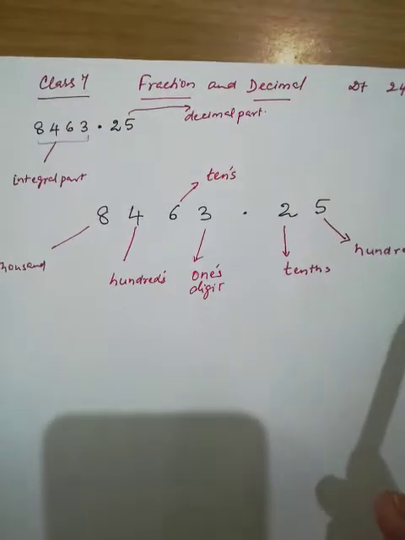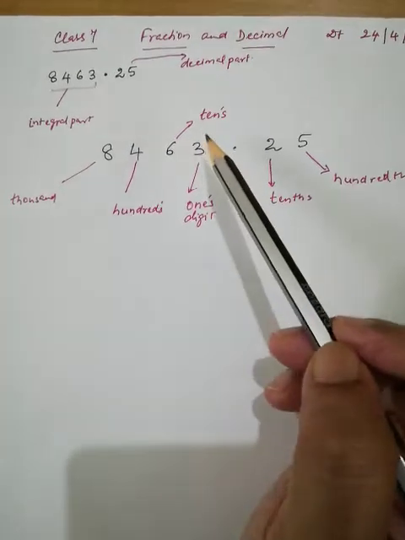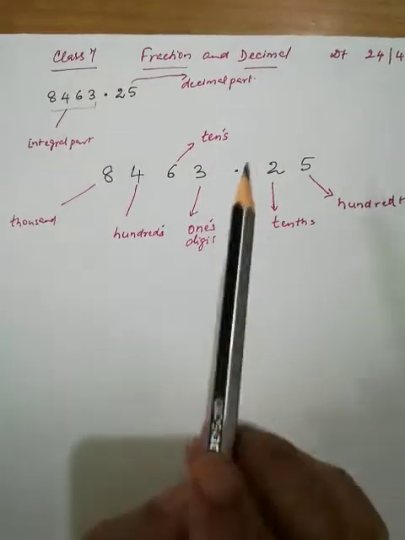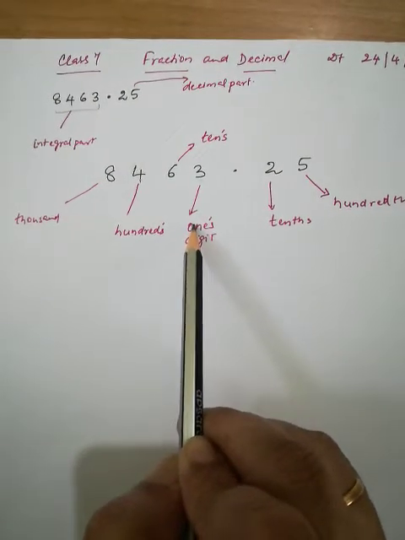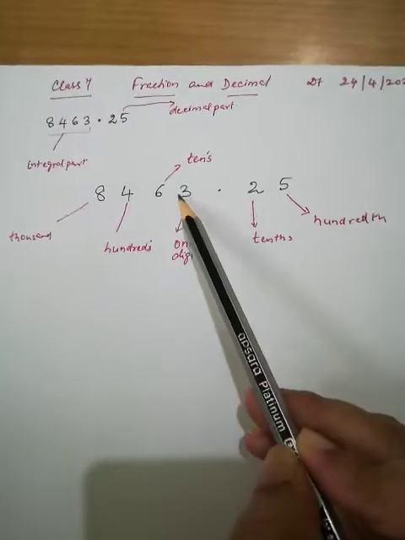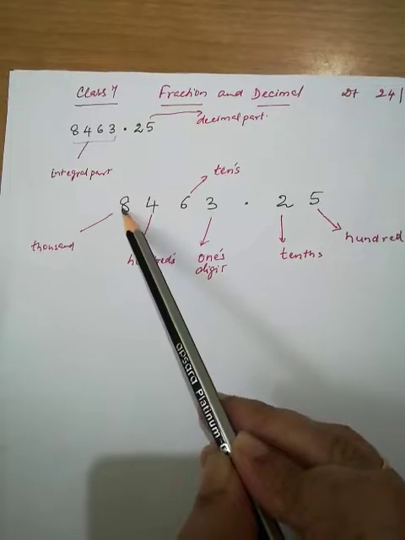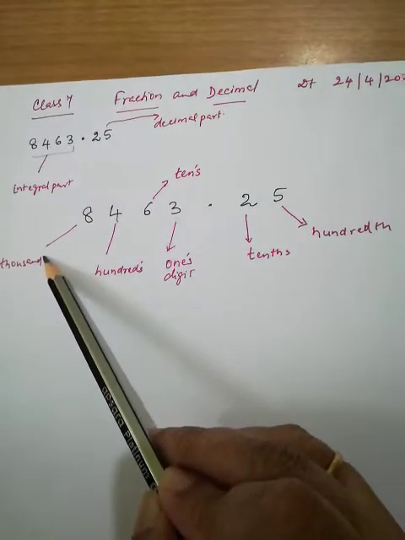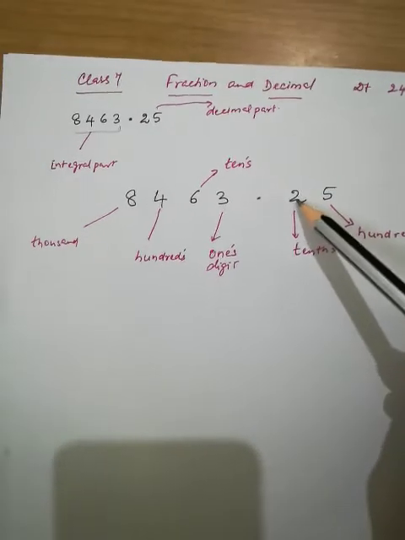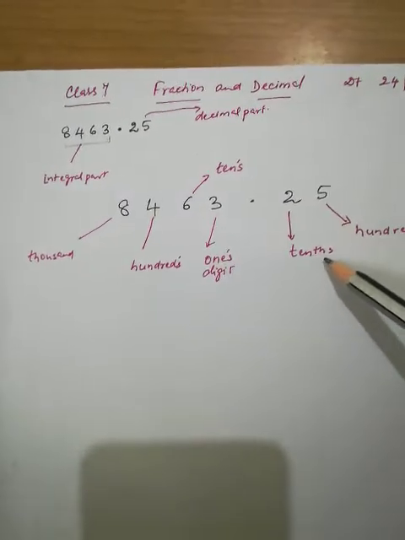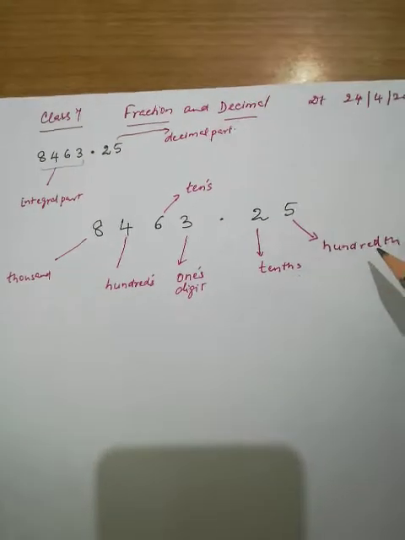Okay, now let us know the position of each digit in this number, and each digit will represent some value. Now you can see here 8463, 3 is a ones digit. You have done this in the primary, right? This is tens digit. This is hundreds digit, and 8 is thousands digit, right? And after the point, the number which is written, the first one will be tenths digit, T-E-N-T-H-S, okay, tenths digit, and this 5 will be hundredths digit.